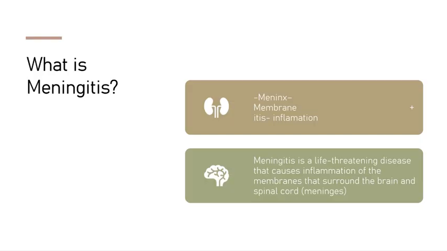What is meningitis? The prefix of meningitis, menix, means membrane, and the suffix, itis, means inflammation. So when put together, it means membrane inflammation. The definition of meningitis is a life-threatening disease that causes inflammation of the membranes that surround the brain and the spinal cord. These are called your meninges.